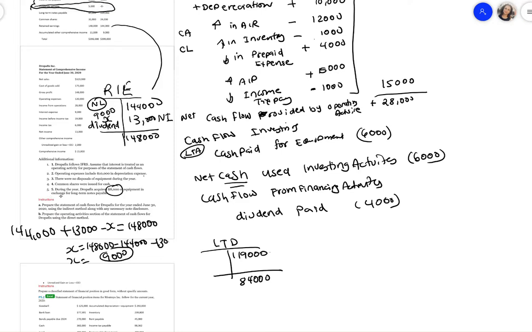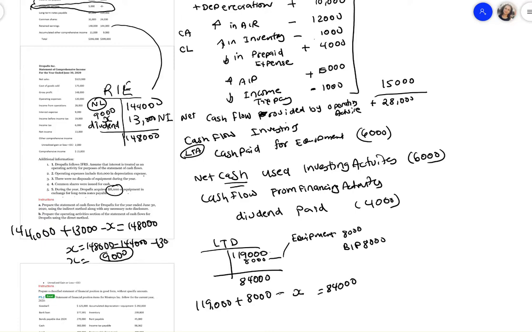If you look at it here, during the year, Drupax acquired 8,000 of equipment in exchange for long-term debt. So we know that 8,000 was a non-cash item. What did we do? We debit the equipment and credit bonds payable for $8,000. We didn't retire any. Our entry doesn't balance, so we started with 109,000, we issued 8,000 of the bonds, and then we're supposed to end up with 84,000.